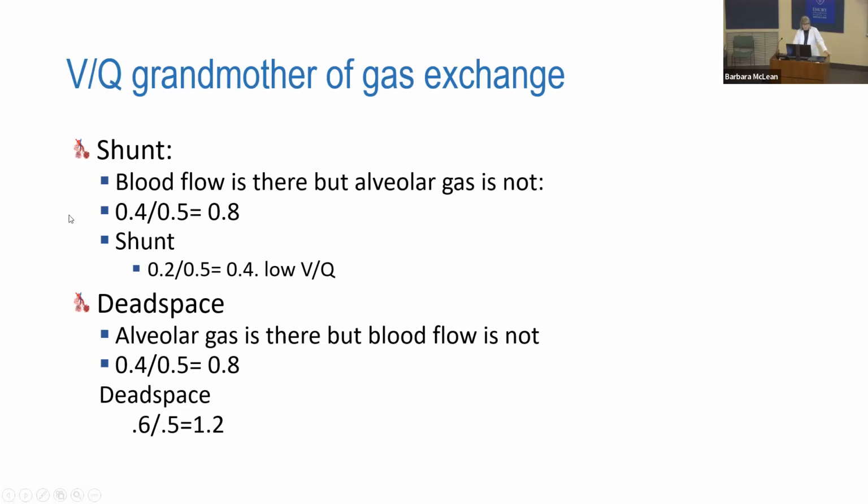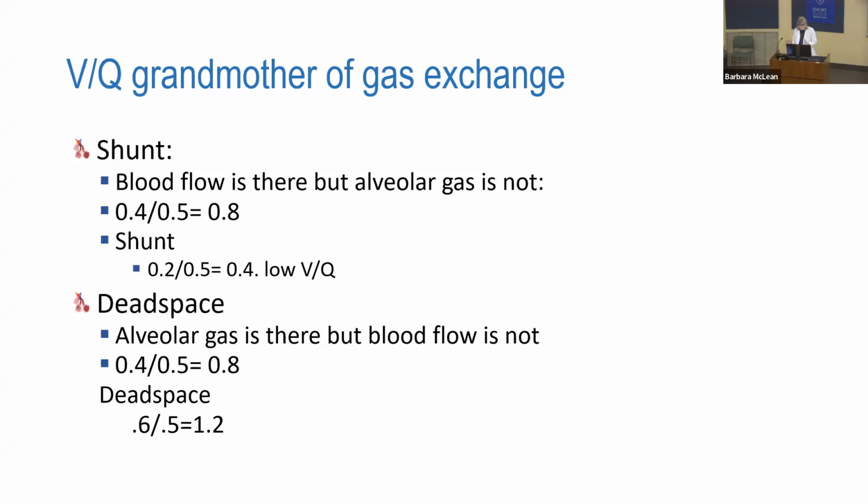Remember, alveolar ventilation around 4, pulmonary perfusion about 0.5, so 0.4 and 0.5, and normal is 0.8. Low VQ actually tells us that we have shunt. High VQ tells us we have dead space. When I use the word low, it's describing the numerator, okay? Low VQ means ventilation not adequate for perfusion. High VQ means high ventilation and not adequate perfusion.